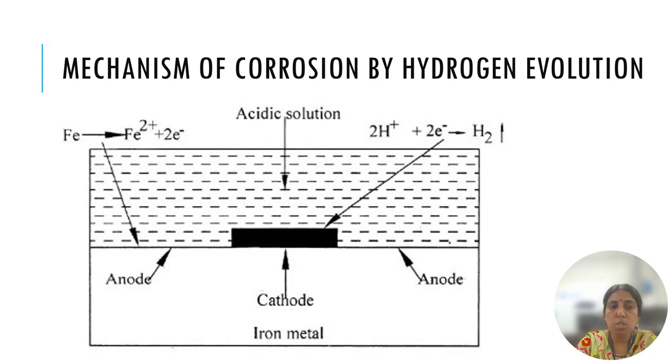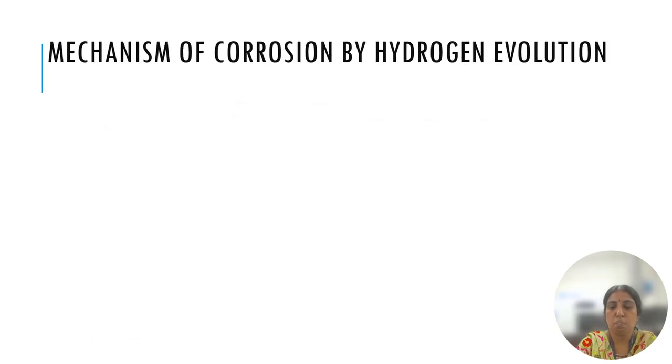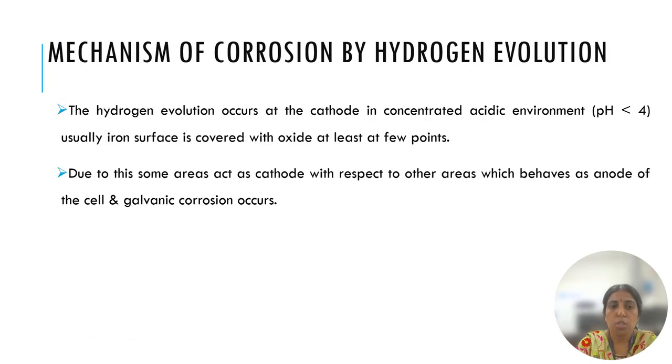Iron loses 2 electrons to become Fe2+ ion. These 2 electrons are taken up by the H+. Where is H+ coming from? H+ is from the acidic environment. So from the acidic environment, H+ and 2 electrons from the iron system are taken for evolving hydrogen. So this type of mechanism is known as mechanism by hydrogen evolution. So hydrogen evolution occurs at the cathode in a concentrated acidic environment.